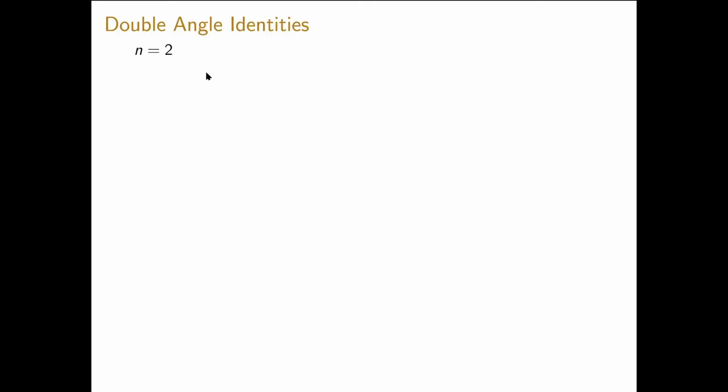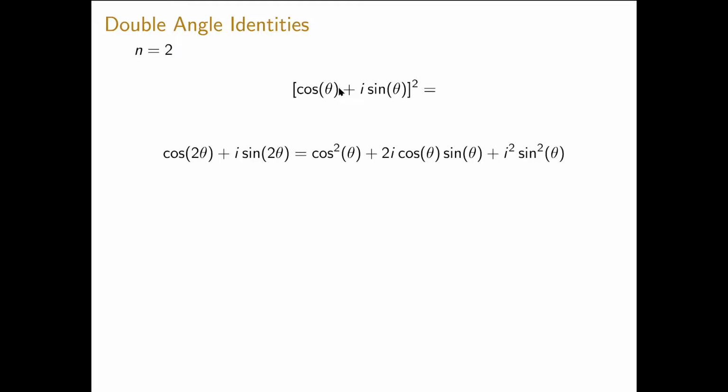If I have n equals 2, then I'm raising cosine of theta plus i sine theta to the second power. Now, by DeMoivre's theorem, this is equal to cosine of 2 theta plus i sine 2 theta. But if I just FOIL, or use the binomial theorem, and I would encourage you to watch that video, then I find that this is also equal to cosine squared theta plus 2i cosine theta sine theta plus i squared sine squared theta.